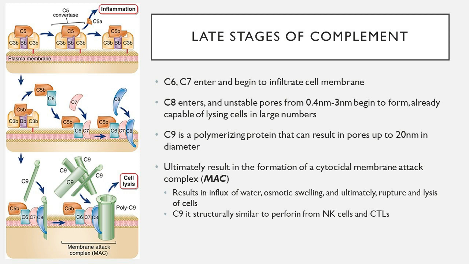C9 is itself a self-polymerizing protein that can build up these huge pores up to 20 nanometers in diameter. This is huge on the relative scale of a pathogen or cell. All of these proteins from C5 to poly-C9 form the cytolytic membrane attack complex, or MAC. So this creates a huge pore within the membrane that results in influx of water, osmotic swelling of the cell, and ultimately rupture and lysis of the cell. And in fact, C9 is structurally similar to the perforin molecule that natural killer cells and cytotoxic T lymphocytes, the CD8 plus cells, use to initially rupture and disrupt the cell membrane.